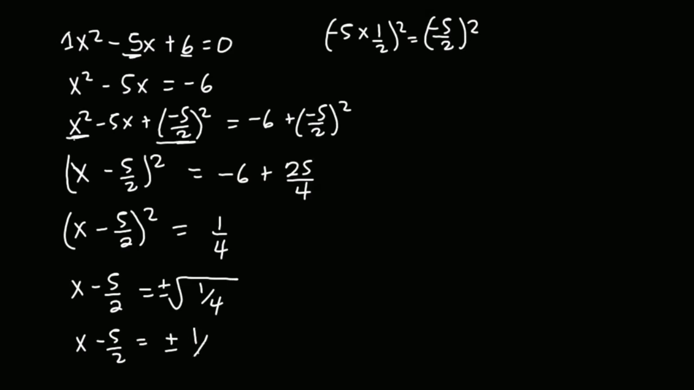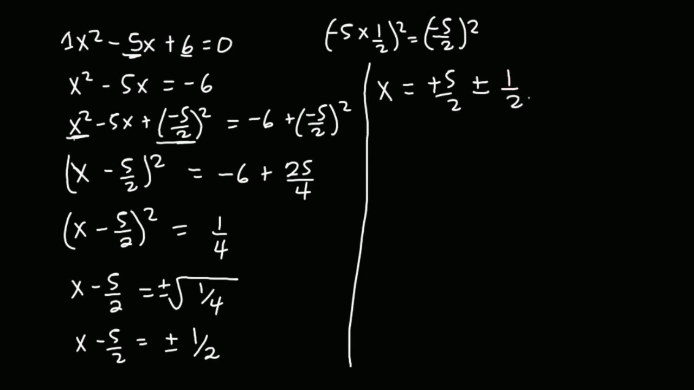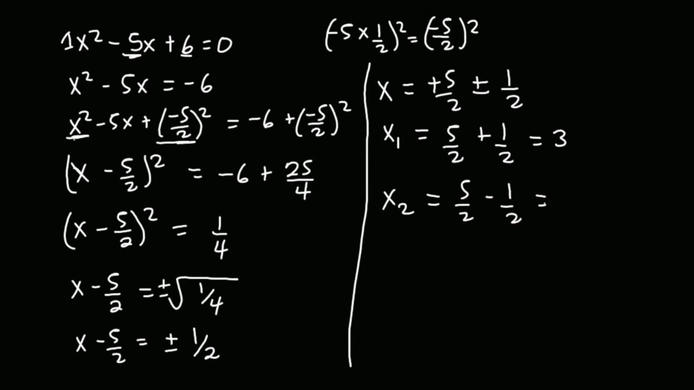Plus or minus 1/2. Meaning that x is going to give us 5/2 plus or minus 1/2. And so what this means is that, remember that this is squared, so we have to get two values. One value of x can be 5/2 + 1/2, which will give us 3, because 5 plus 1 is 6, divided by 2 is 3. Or another value of x can be 5/2 − 1/2, which will give us 2, because 5 minus 1 is 4, divided by 2, we get 2.